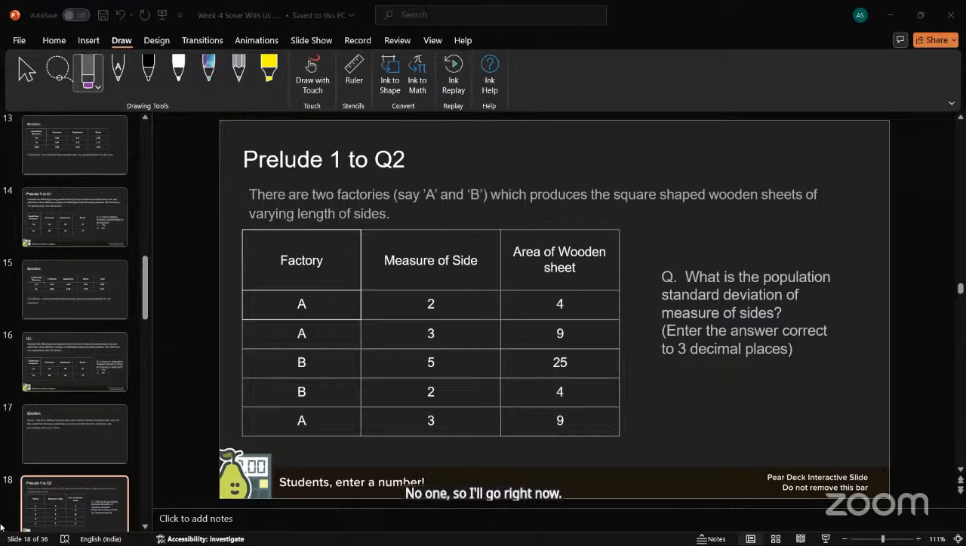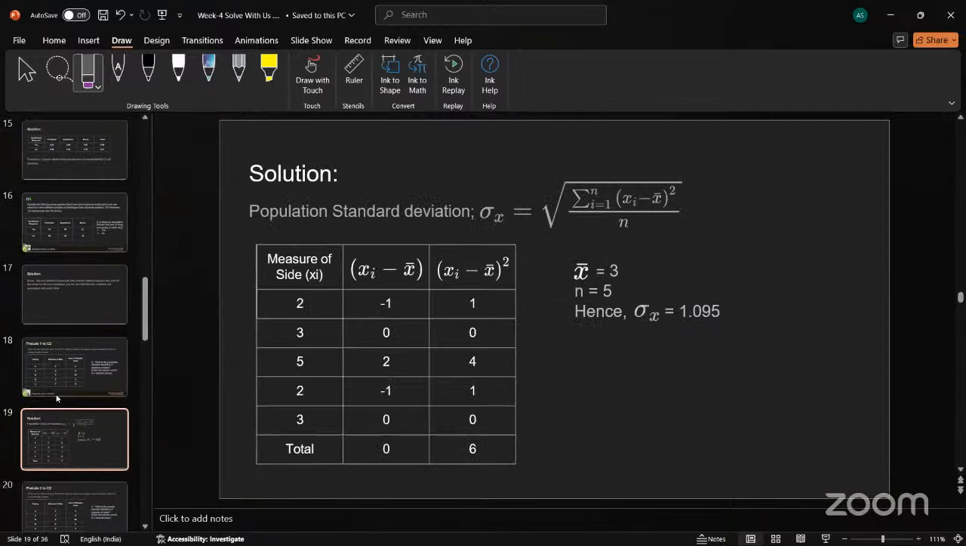What is the population standard deviation of measure of sides, right? So measure of side is 2, 3, 5, 2, 3. Let's see. How do you get the standard deviation? Xi minus x bar whole square divided by n. Since it's population, you will divide by n. I got 1.897 something.